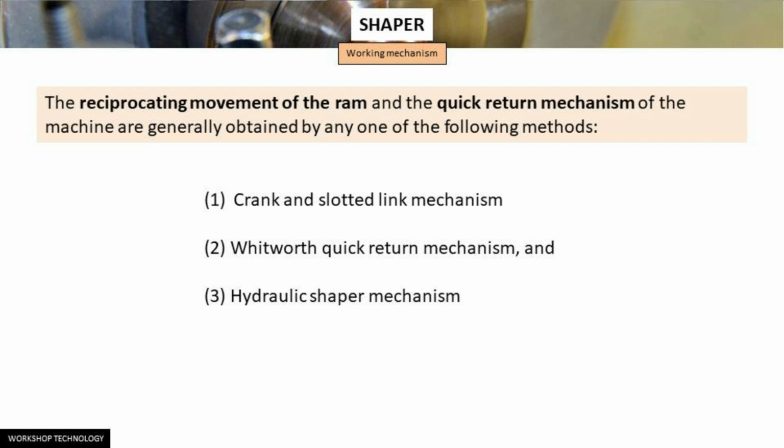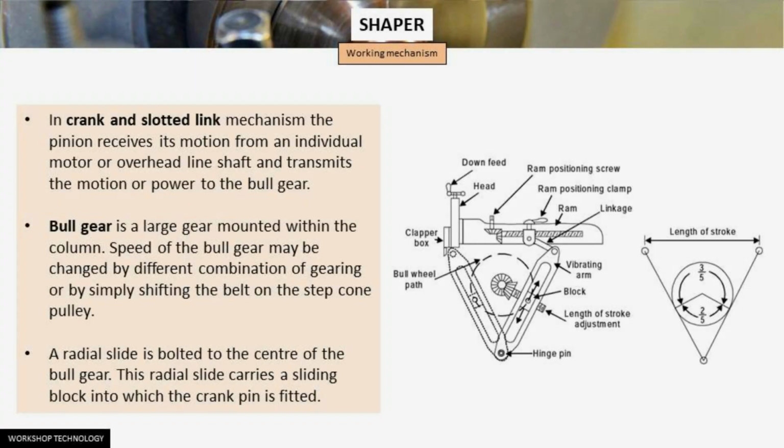So let's understand it. In the crank and slotted link mechanism, as you can see here, the pinion receives its motion from an individual motor or overhead line shaft and transmits the motion or power to the bull gear. A bull gear is a large gear mounted within the column. The speed of the bull gear may be changed by different combinations of gearing or by simply shifting the belt on the step cone pulley.